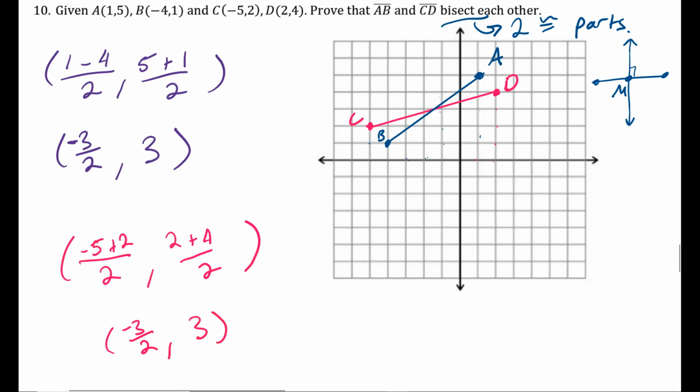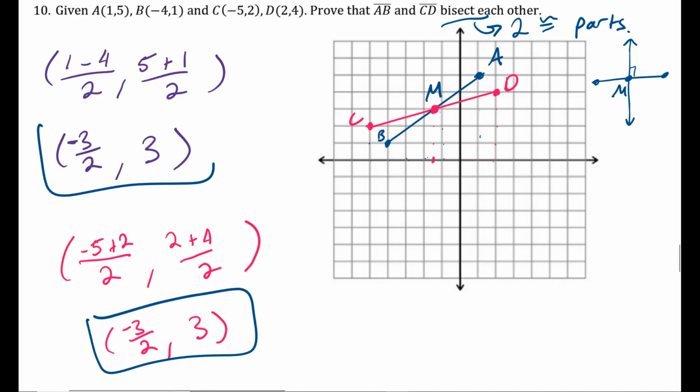So if I go over 1 1/2 and I go up 1, 2, 3, yes, they do have a common midpoint. So since their midpoints are the same, these two segments do bisect each other. So if I was asked to explain myself for a problem like this, I would show this work showing that I got the midpoints for both the segments, and I would say that since both these segments have the same midpoint, they must bisect each other.